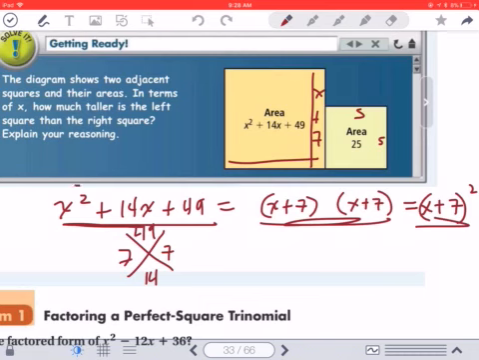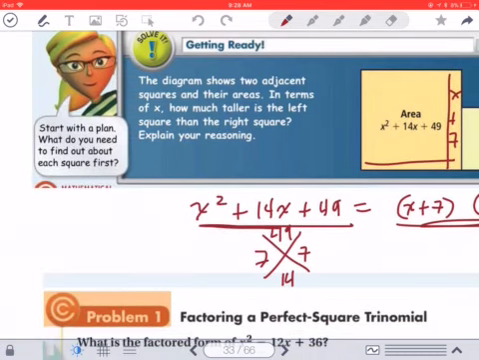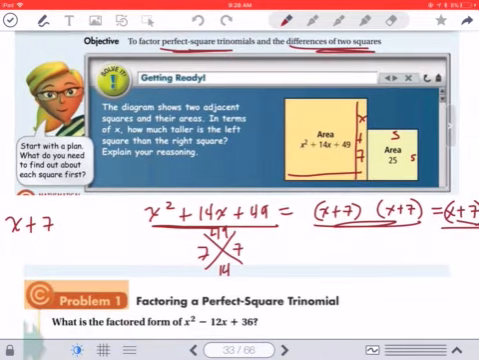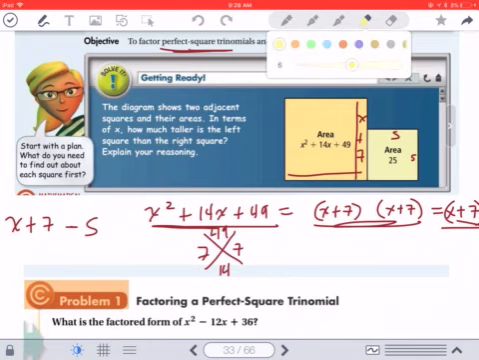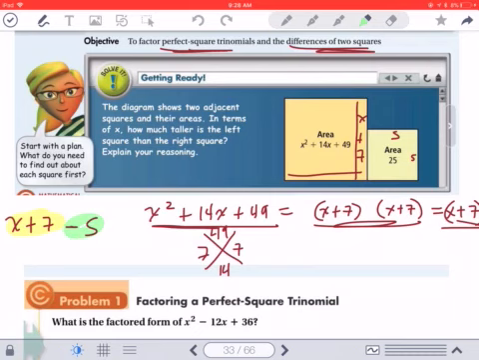Now the next step is I just have to figure out the difference. So I have x plus 7 minus 5. This is the yellow square, and this is the light greenish lime colored square. So x plus 7 minus 5 is just going to be x plus 2. So the answer to that is x plus 2.